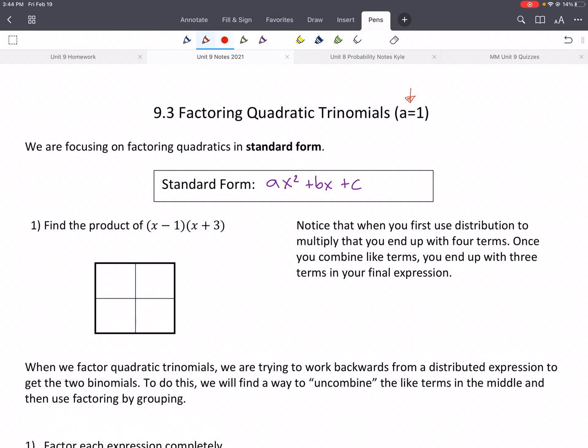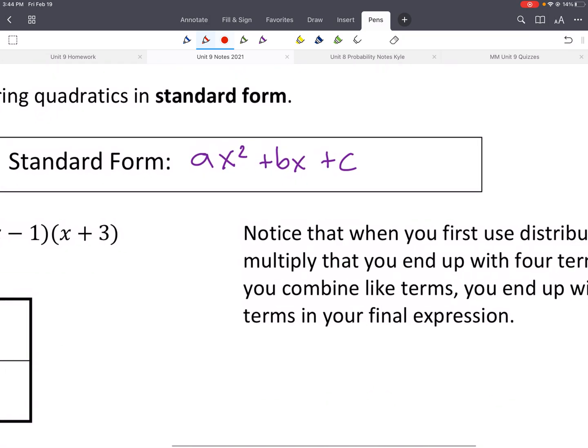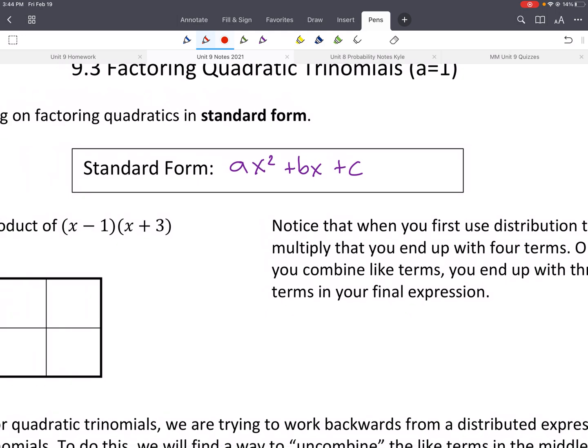Hey everybody, we're on 7.3, factoring quadratic trinomials. This is like our part 2 when a is 1. So again, this is standard form and we'll be talking a lot about a, b's, and c's. We're going to recap what we covered last time. So if you missed last time or want a refresher, this will help.